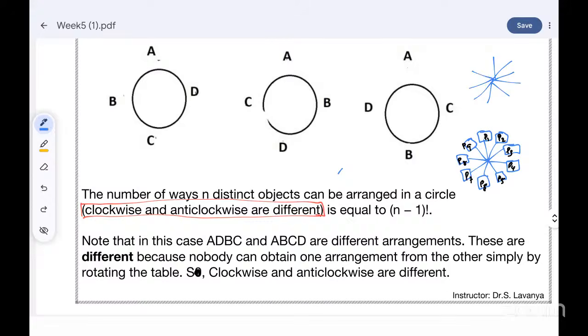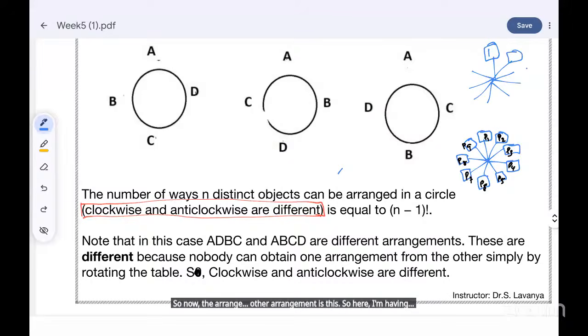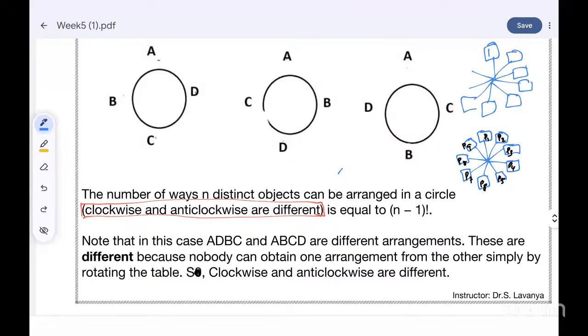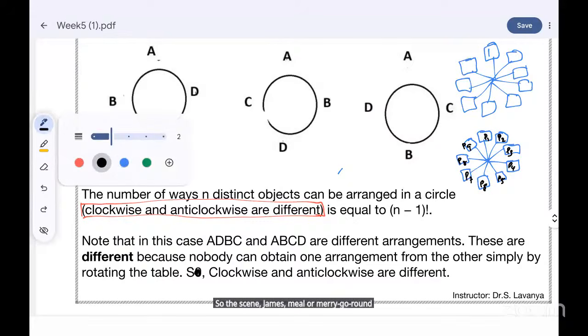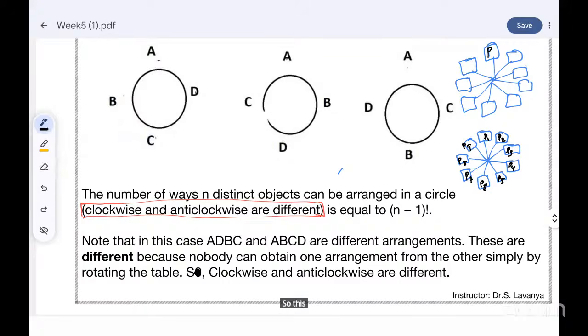How many? 1, 2, 3, 4, 5, 6, 7, 8, 9. So now the other arrangement is this. Here I am having the same giant wheel or merry-go-round. Now, this is P1.